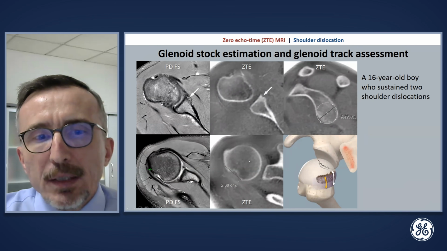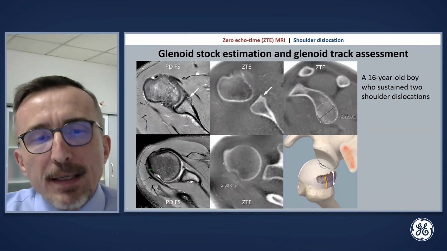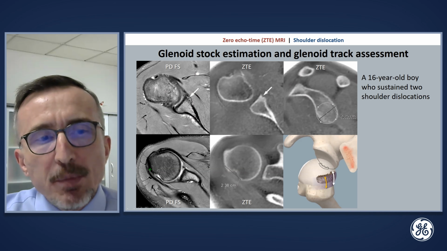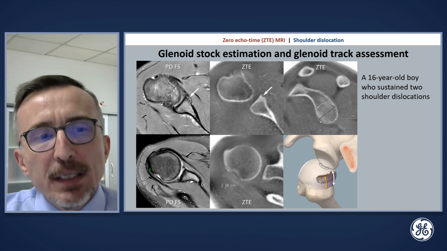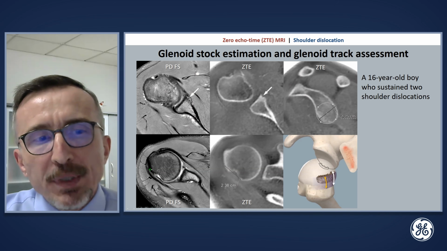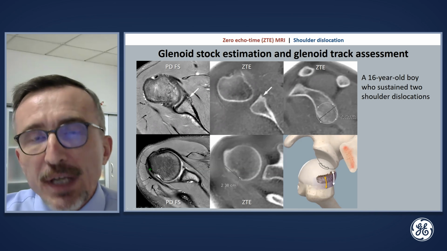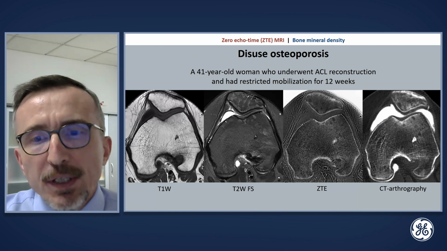assessment. And for the glenoid track assessment, we also make use of the possibility of cross-referencing the ZTE image with another axial image, as you can see here, a proton density fat suppressed image, to ascertain the exact location of the medial edge of the rotator cuff footprint, so that we will be measuring the Hill-Sachs interval to the best advantage. And this is quite easy with ZTE with no need to take an additional CT.